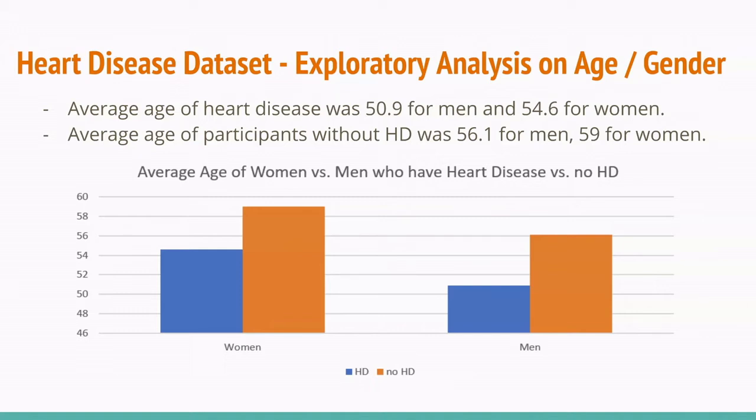Since the data set shows heart disease shows up earlier in men, this gives the impression that heart disease impacts men more than women. Curiously, the gap between those who had heart disease and those who did not was wider in men than women. In this data set, men have an average difference of 5.2 years compared with women at 4.4 years.